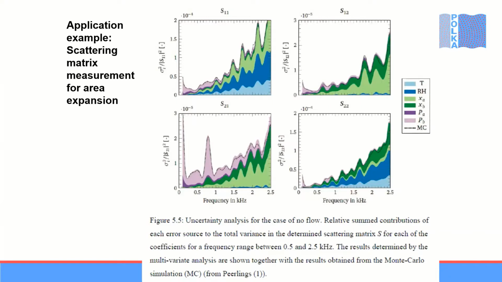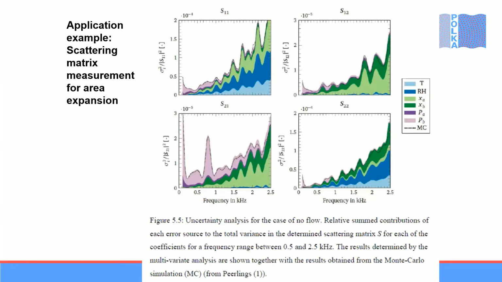errors, you could say, and the effect of different input data. So T, the light blue, would be temperature, RH would be humidity, the XA and XB, the green ones, would be the microphone positions, PA and PB would be the pressure measurements, and then these were all obtained with the multivariate technique, and then there was also a Monte Carlo simulation with all of these errors, which is the dashed line.